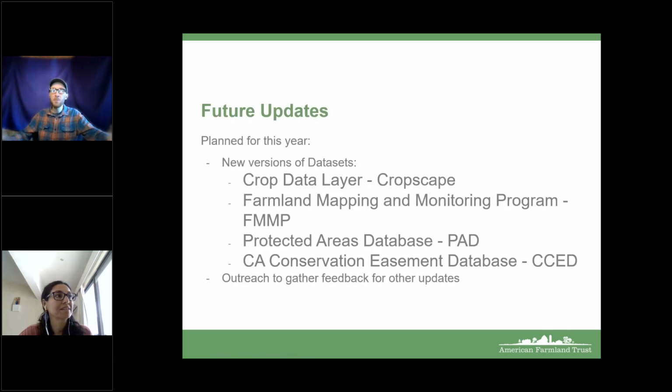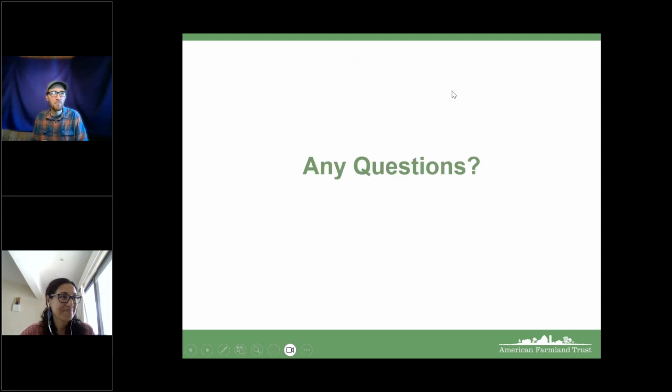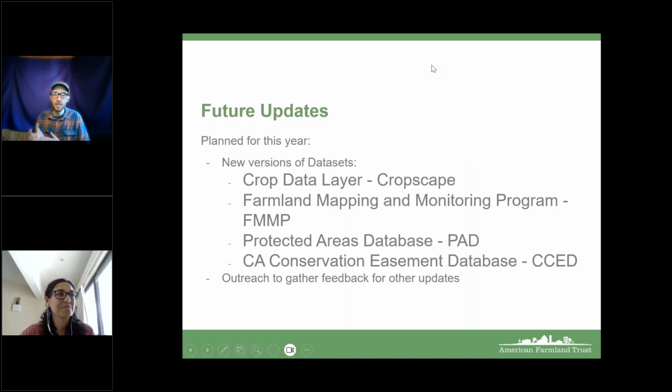This is what I'm most excited for, is we're going to be updating this. So we've got some new data sets. The Cropscape data set should be coming in soon, updated, as well as FMP, the protected areas and conservation easements. And so we're also going to attempt to do some outreach to gather input and feedback from our users to make sure that this is meeting their needs and that they understand what they can do with it, and try to get this out there more.